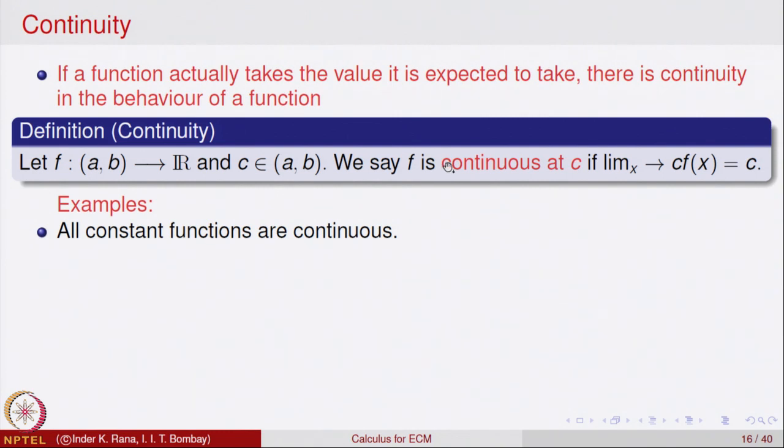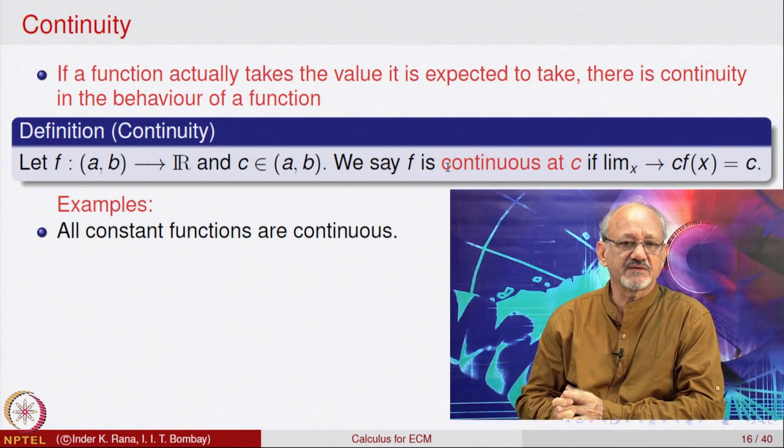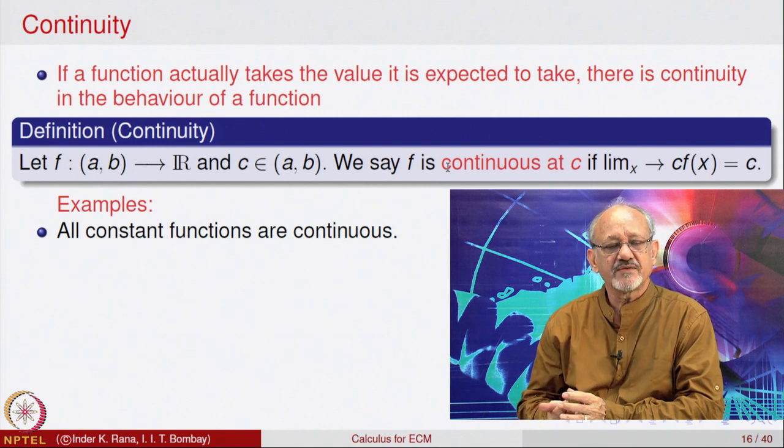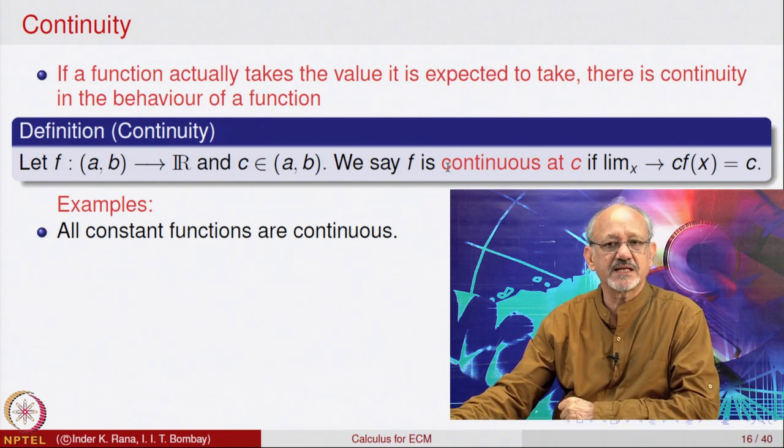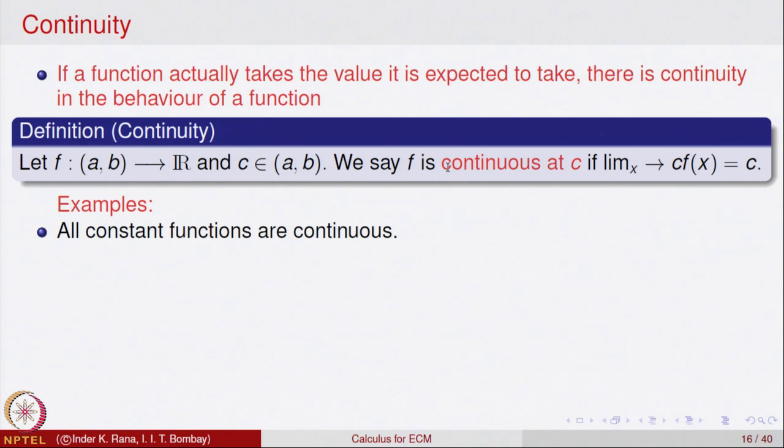What we are saying is continuity means the function should be defined at that point, the limit at that point should exist, and the limit should be equal to the value of the function at that point. That is what is called continuity. There is a continuity in the behavior. What you expect the function to do, it is actually doing. You predict, looking at the values nearby, that it should be equal to some value, and that value should be taken by the function. All constant functions are continuous because the values do not change. So, there is no problem. All linear functions are continuous. Let us see why all linear functions are continuous. Let us take a linear function.